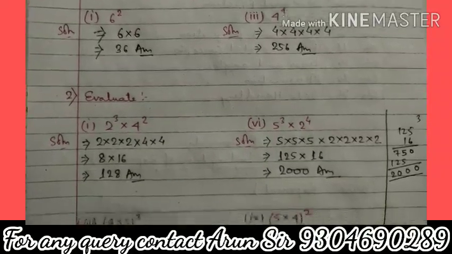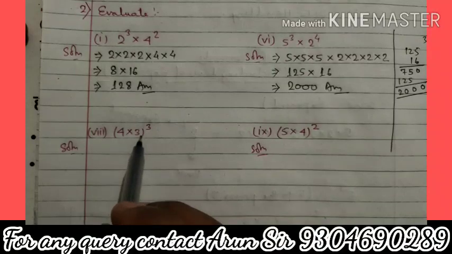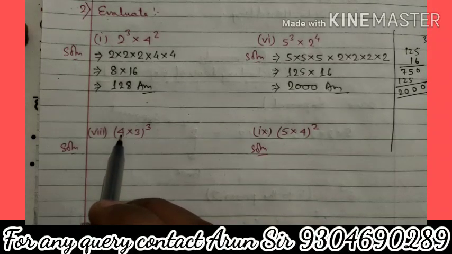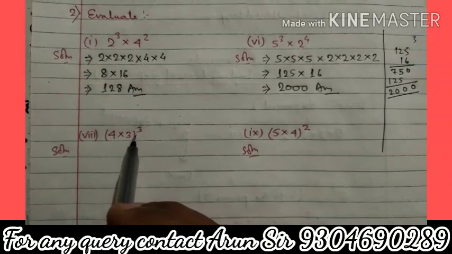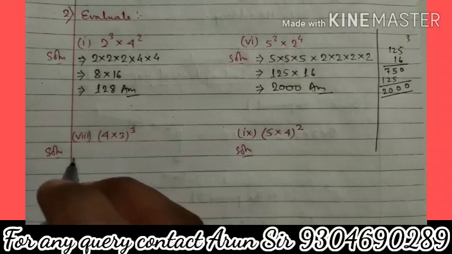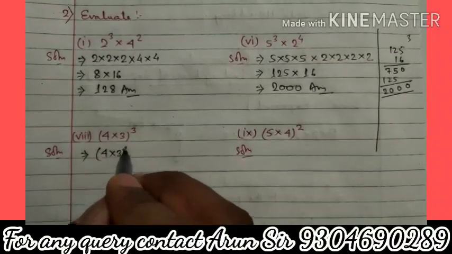Now we will see one more question, that is question number 8. Here in this question, a bracket has been used and within the bracket 4 and 3 are in product form and the whole is to the power 3. Now according to the BODMAS rule, first we have to solve the bracket one. The question is 4 multiplied by 3 whole to the power 3.